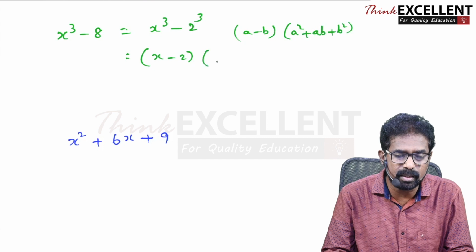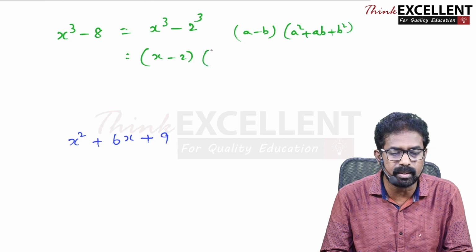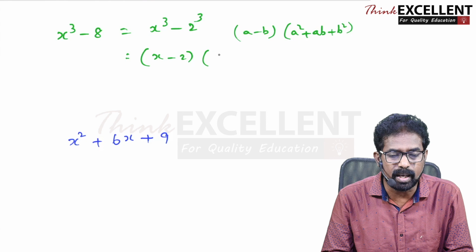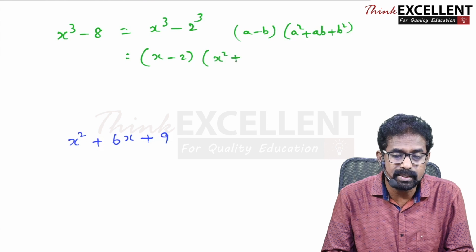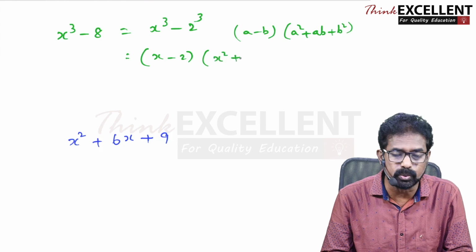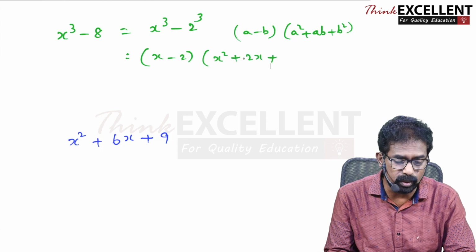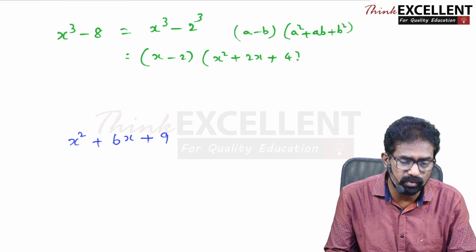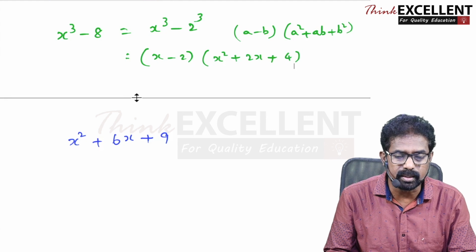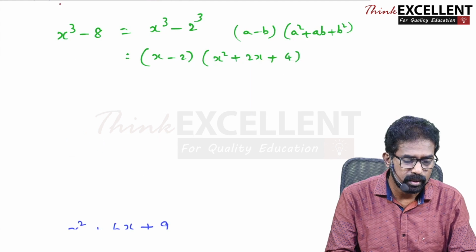So what do you write here? You get a square, that is x square, plus ab, that is x into 2, which is 2x, plus b square, that is 2 square, you get 4. Right? Now let us see one more question.